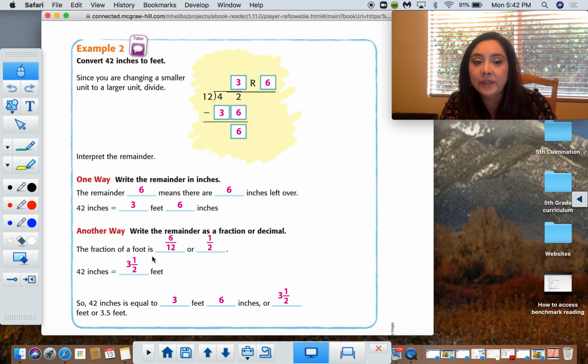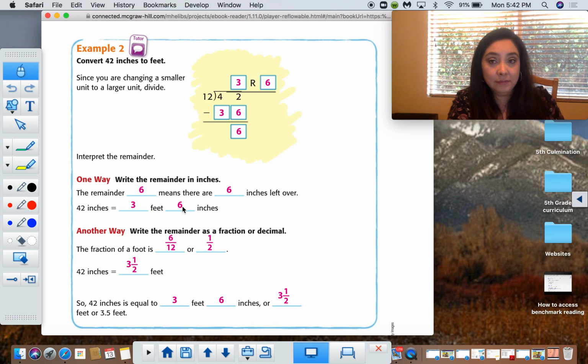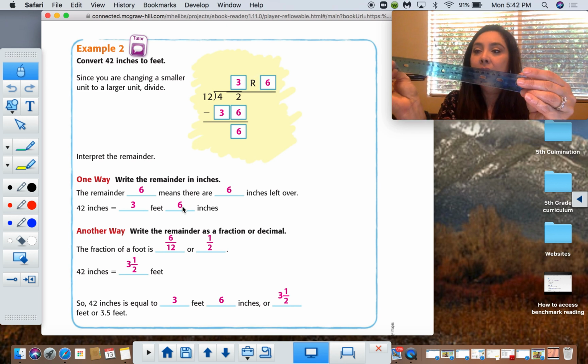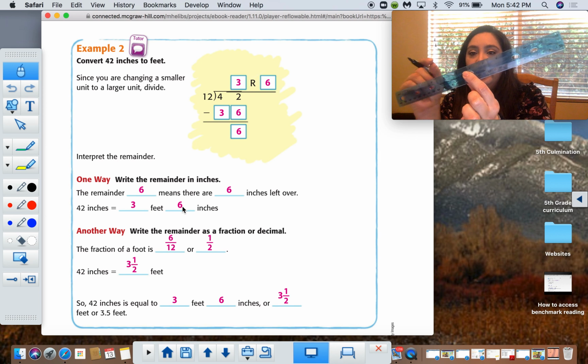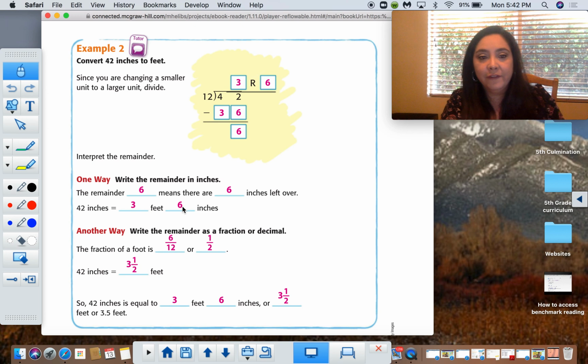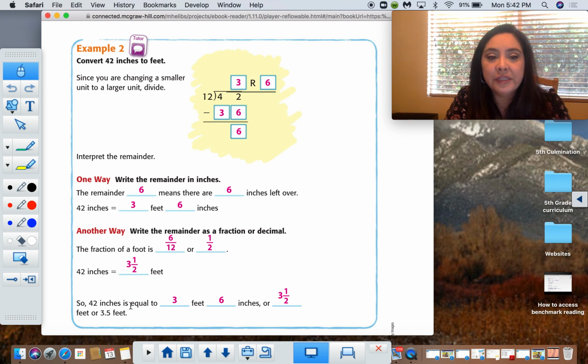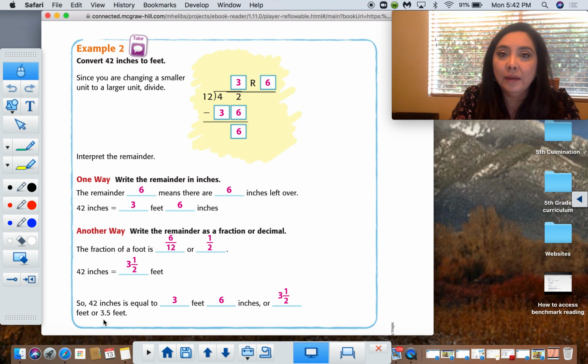The fraction of a foot is 6 over 12, or 6/12, or 1/2, because we simplify that. 42 inches is the same thing as 3.5 feet, because 6 inches is half of 12. Okay, so it would be 3 feet and 6 inches, or 3.5 feet. So 42 inches is equal to 3 feet, 6 inches, or 3.5 feet, or 3 and 5/10.